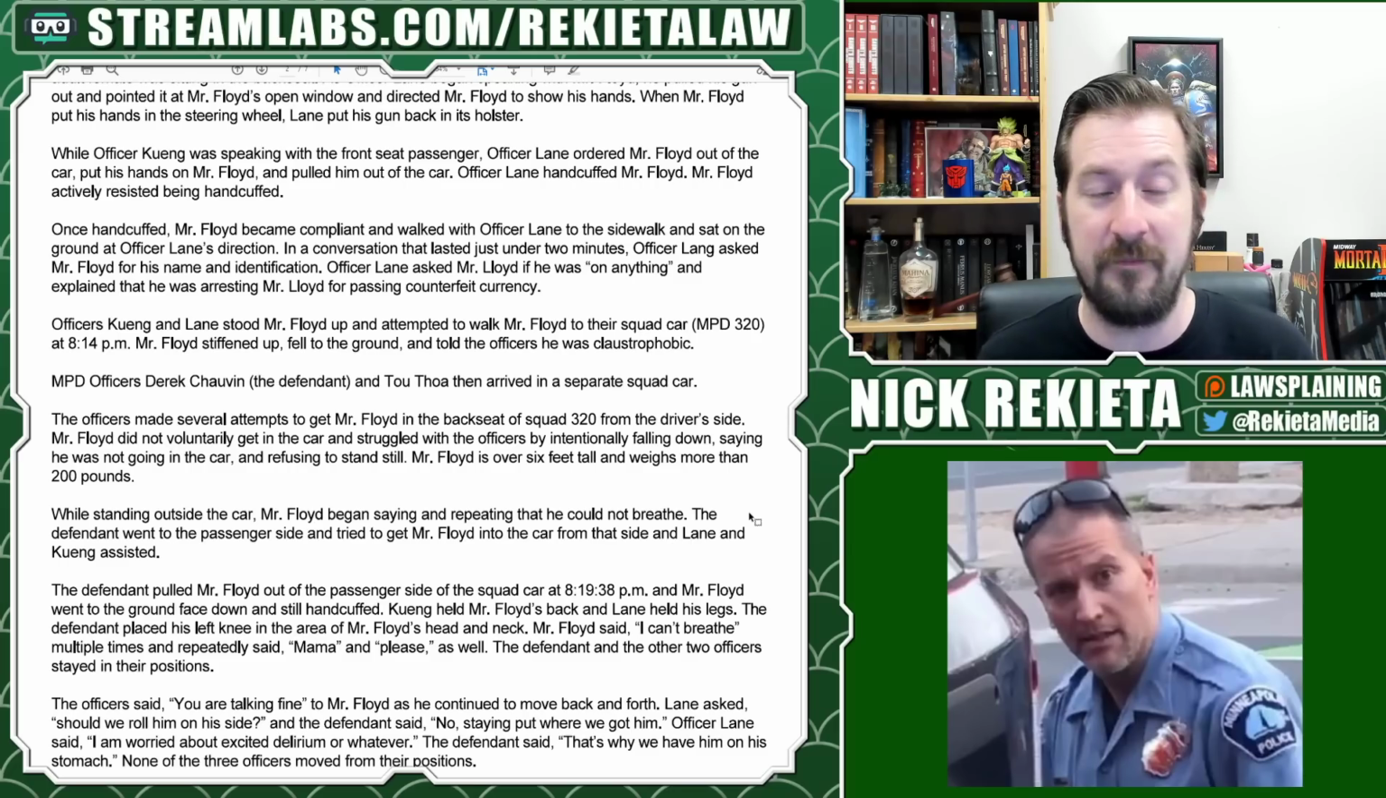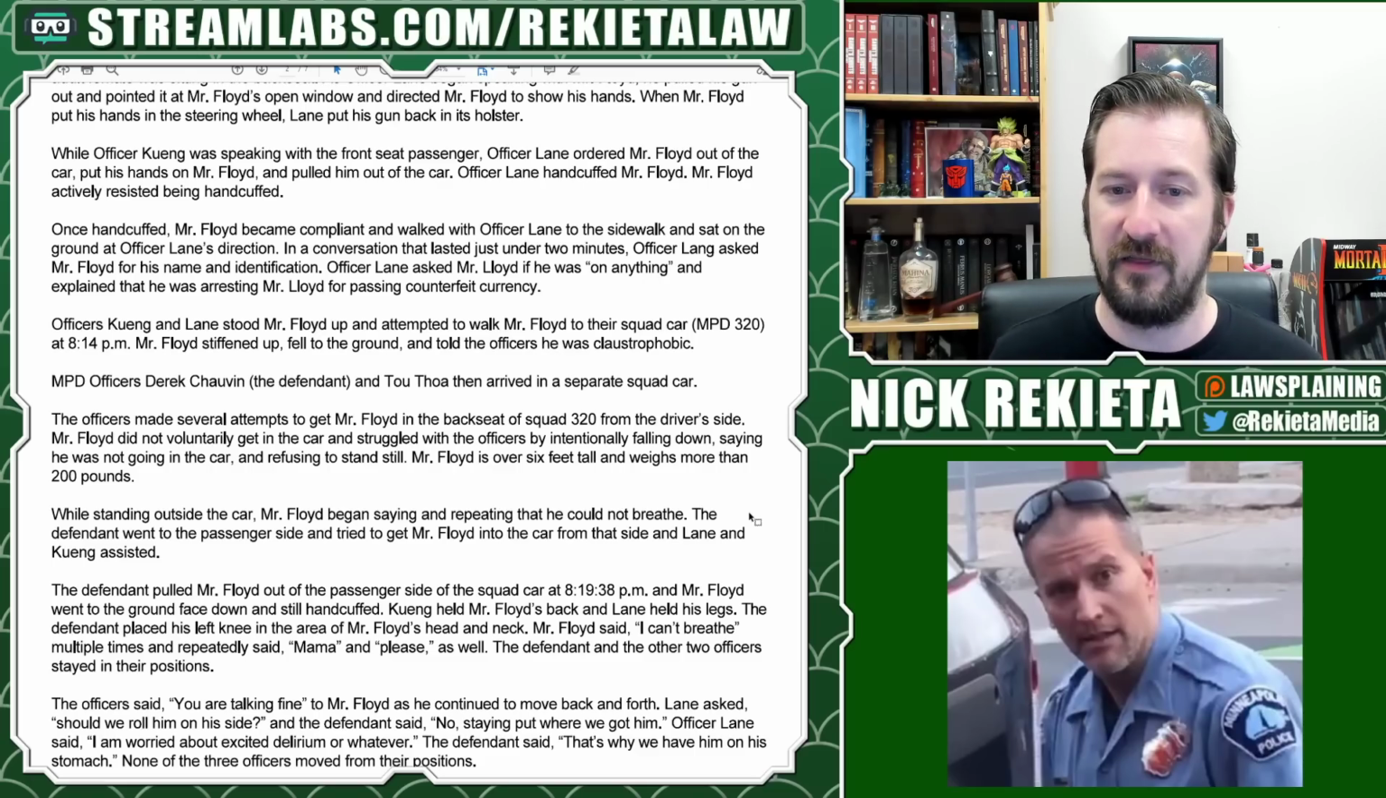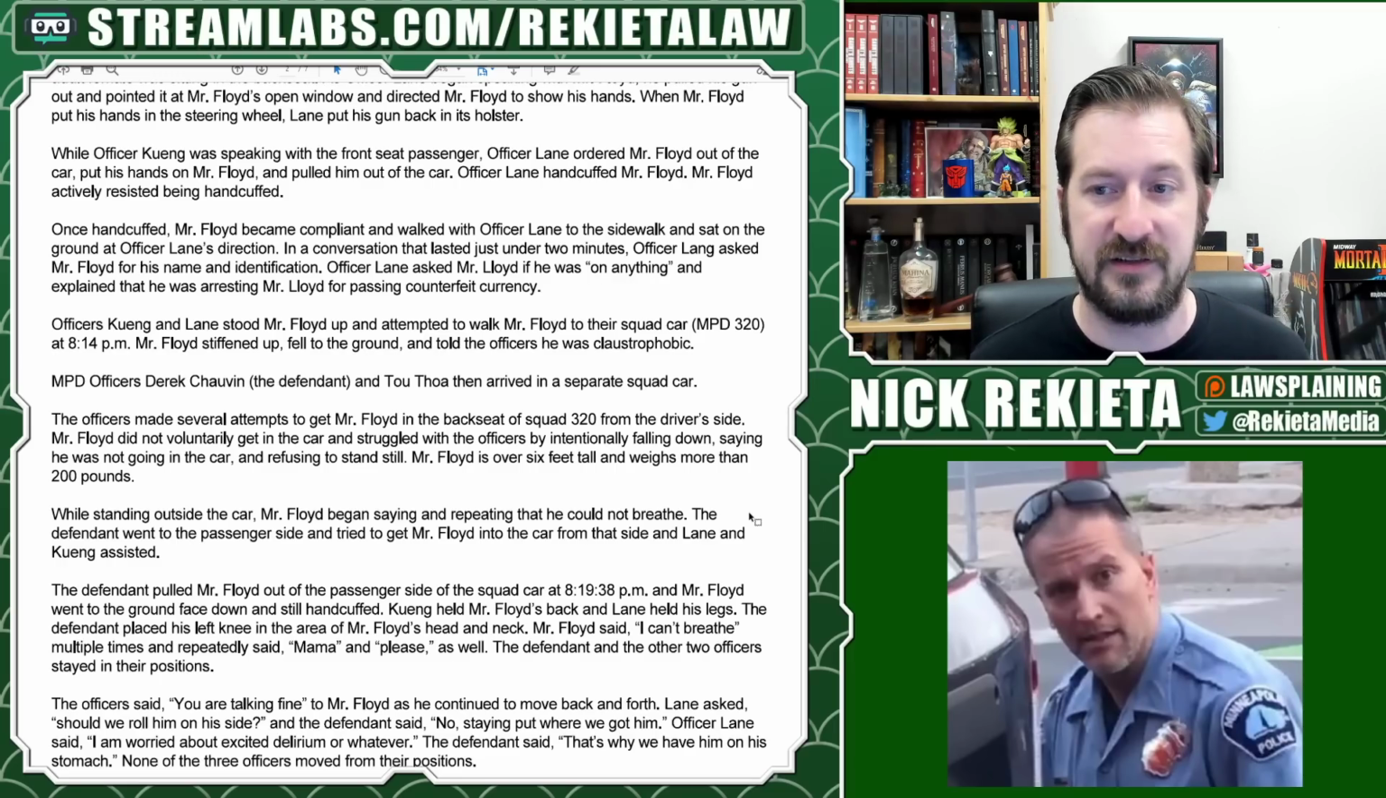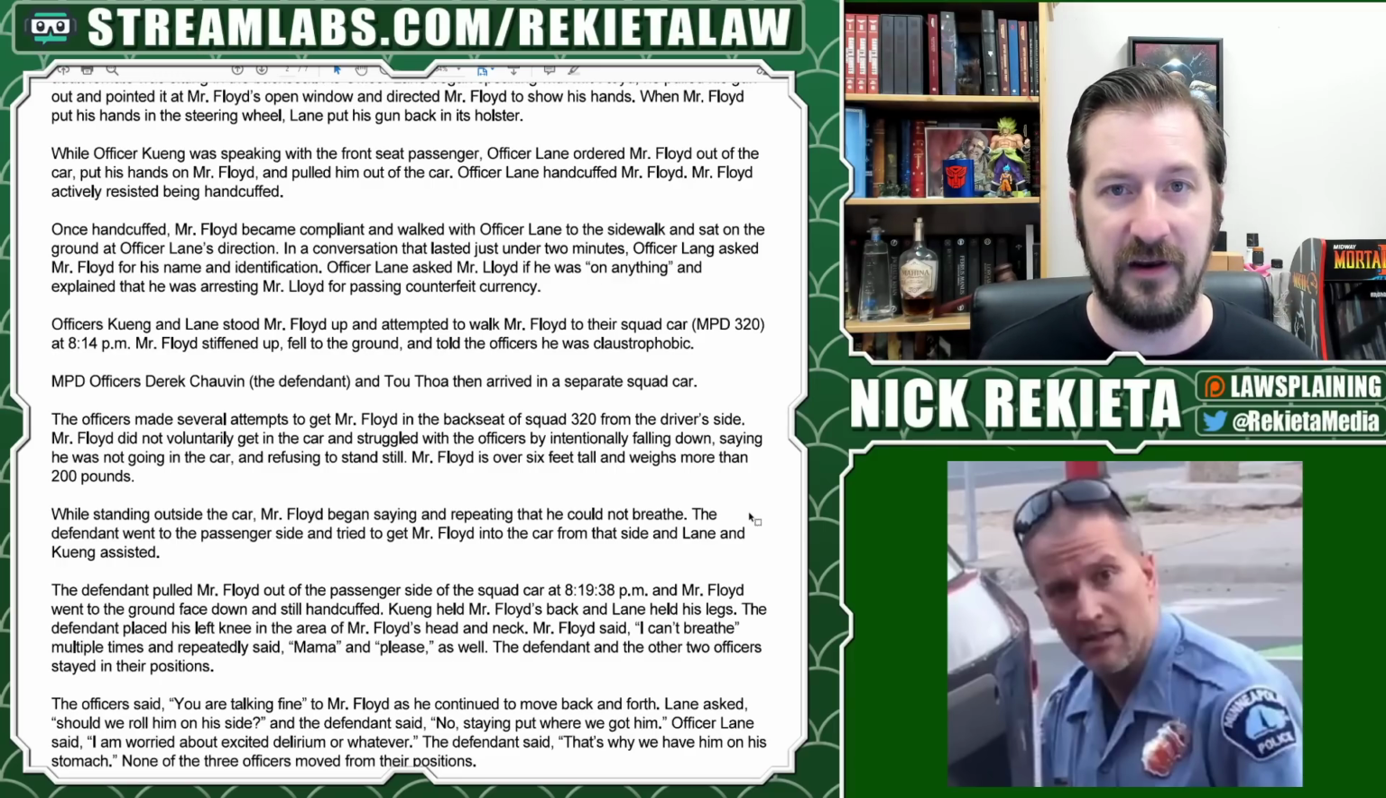Now, do cops automatically have to believe someone who says they're claustrophobic? No. Do they have to not put someone in a squad car because they're claustrophobic? No. They can do that. They can still do it. But this doesn't qualify in my mind as active resistance to the arrest, and they're not calling it that in this document.